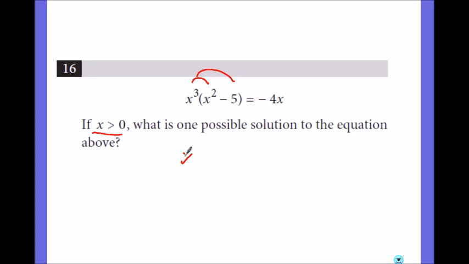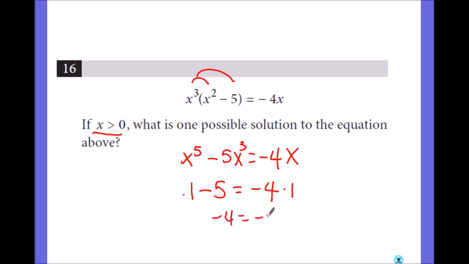So x to the 5th, right? If you have the same base multiply, you add the exponents, minus 5. x cubed equals negative 4x. So let's plug it in. What's the easiest one? 1. 1 to the 5th is 1, minus 1 cubed is 1. So 5 equals negative 4 times 1. Yes, 1 minus 5 is negative 4, which is negative 4. So x is 1.